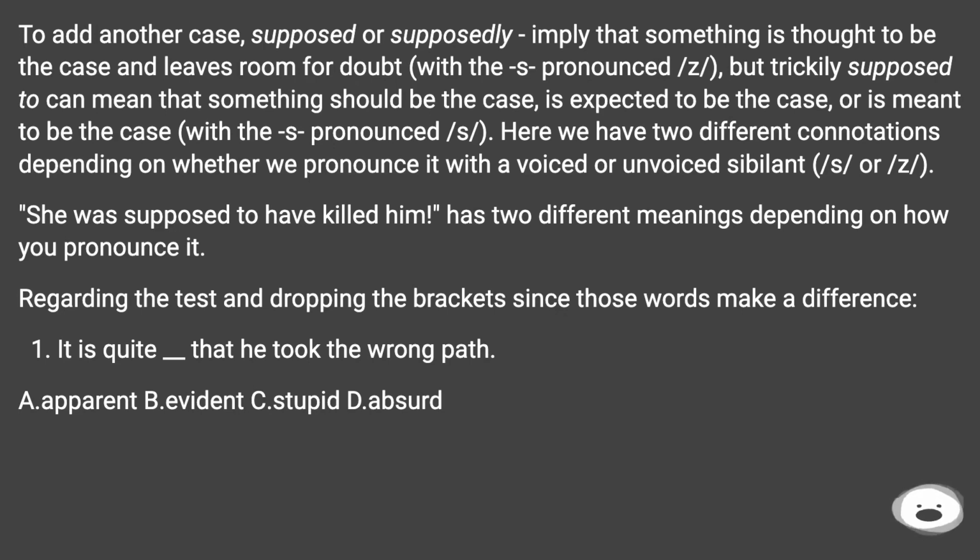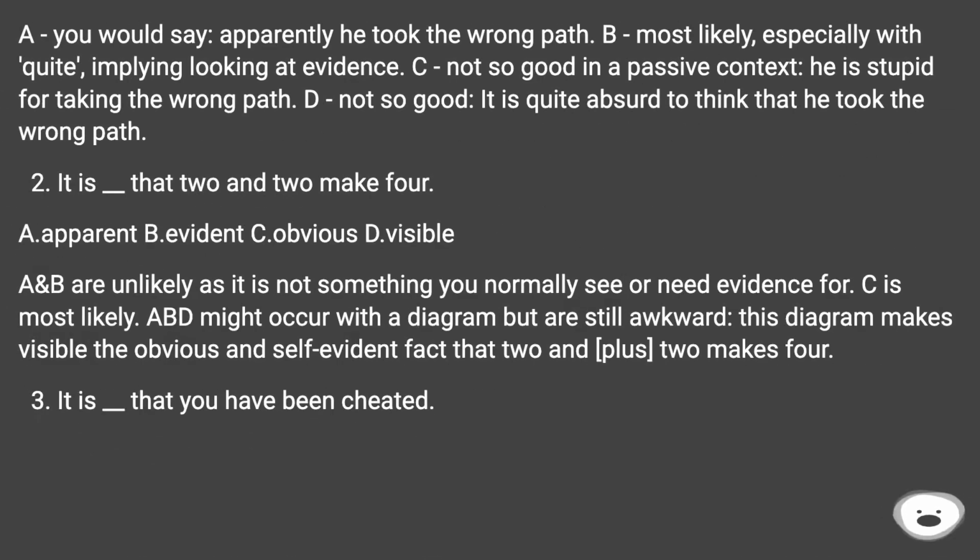Regarding the test, and dropping the brackets, since those words make a difference: it is quite underscore that he took the wrong path. A. Apparent, B. Evident, C. Stupid, D. Absurd. A. You would say, "apparently he took the wrong path." B. Most likely, especially with "quite," implying looking at evidence. C. Not so good in a passive context: "he is stupid for taking the wrong path." D. Not so good: "it is quite absurd to think that he took the wrong path."